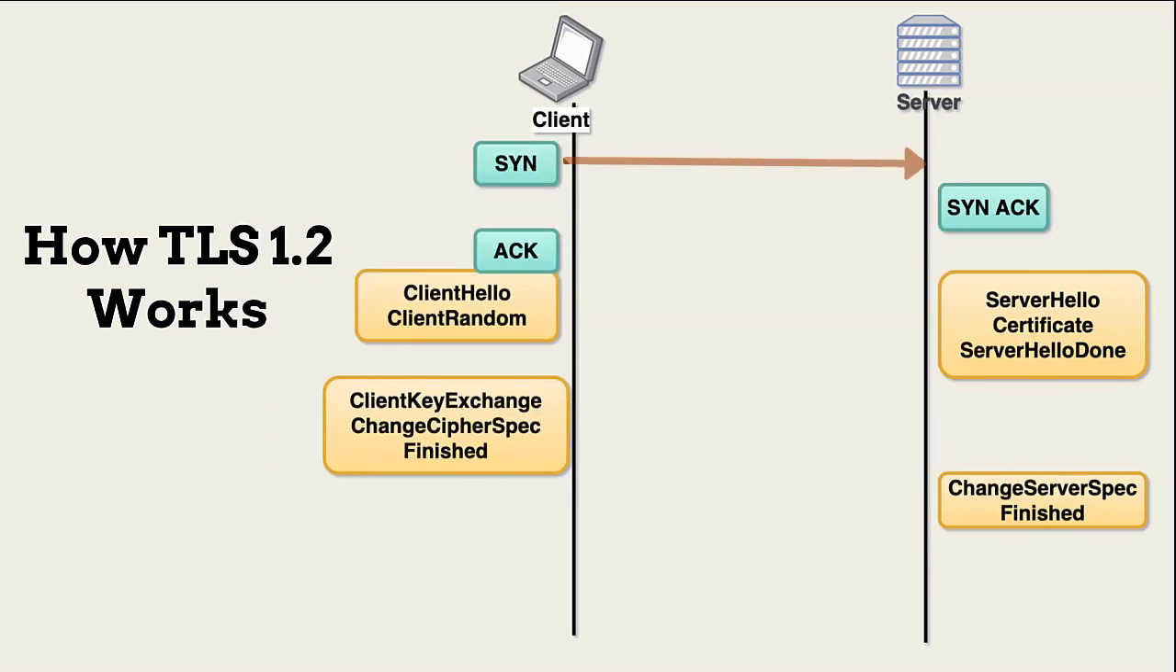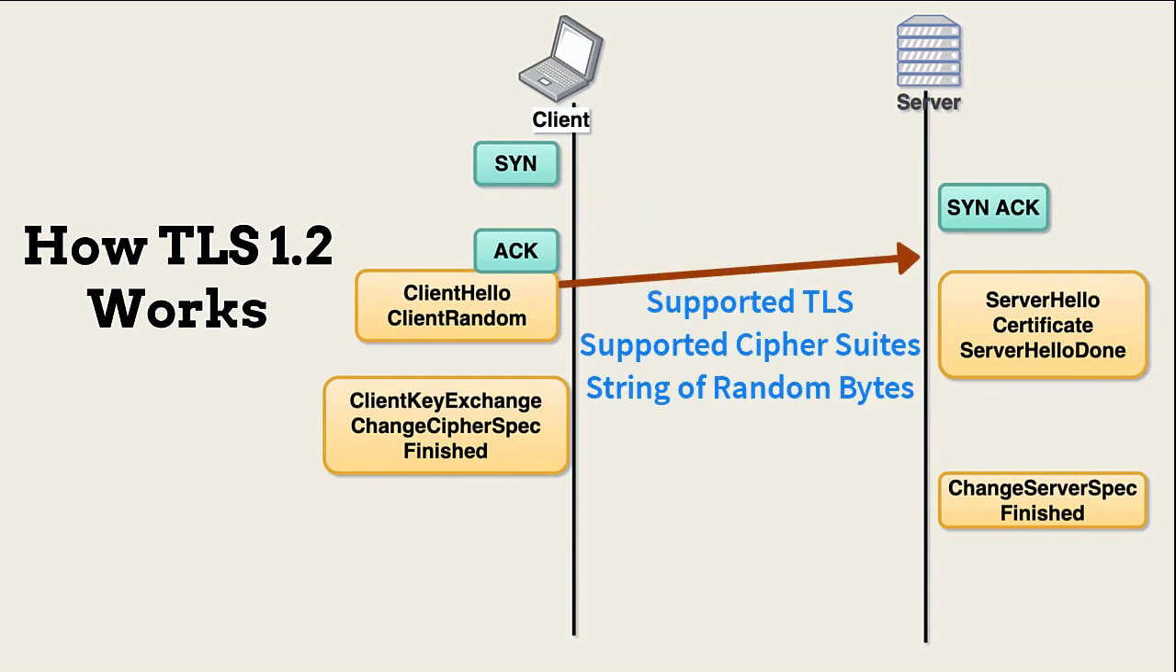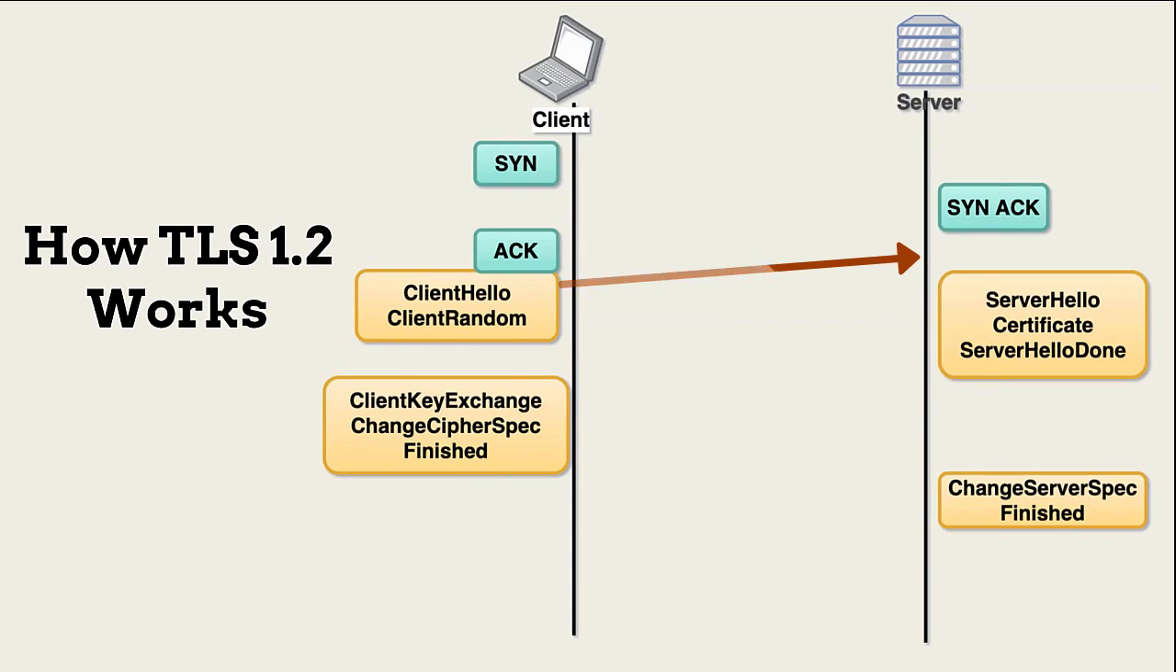Before the TLS handshake begins, the client sends a SYN packet to the server. This is a session establishment request. The server responds with a SYN ACK to tell the client to go ahead. In step 1 of the TLS handshake, the client acknowledges the SYN ACK and sends a hello message to the server. The client hello message includes the TLS version, the Cipher Suites the client supports, and a string of random bytes. The random bytes are known as the client random.